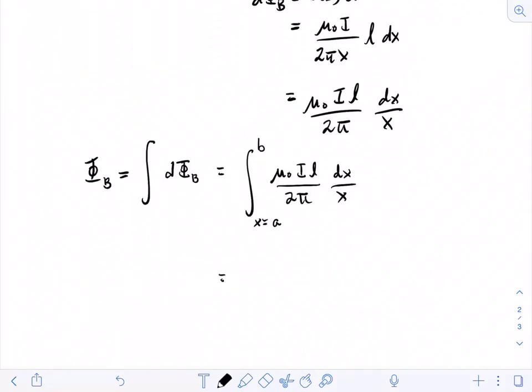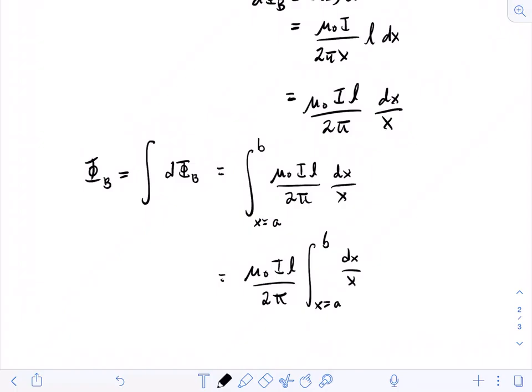Now, we have a bunch of constants. Mu naught is a constant. I is just the current in our wire, so it doesn't depend on x, our integration variable. L is a constant, 2 pi is a constant, and so we could write this as a bunch of constants times the integral from a to b of dx over x.